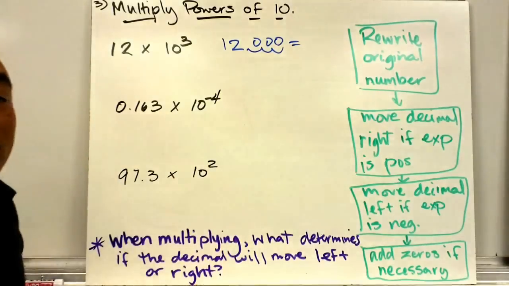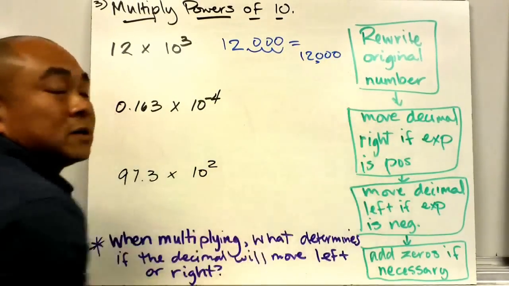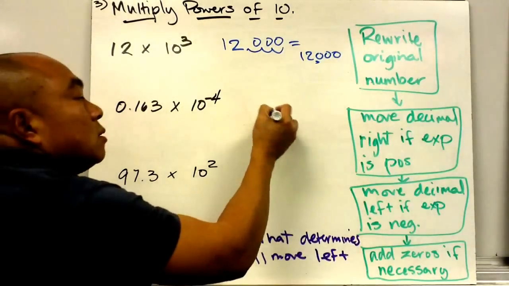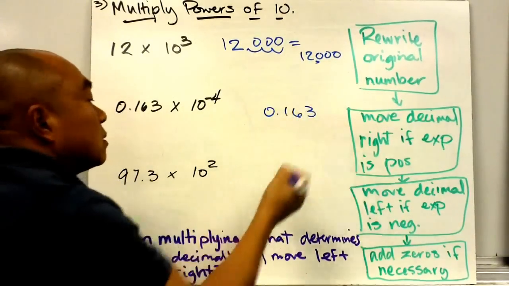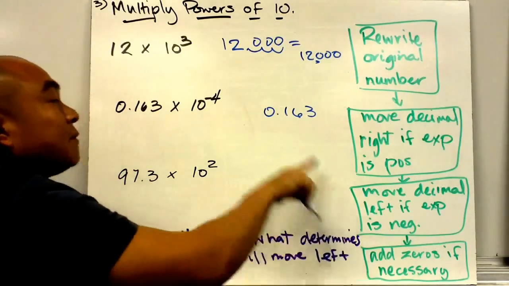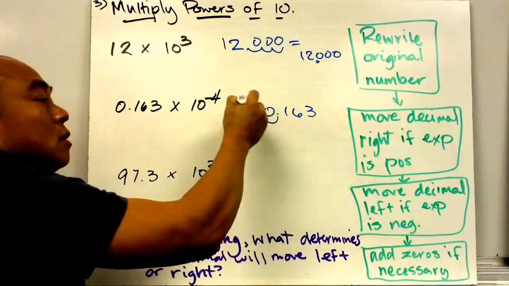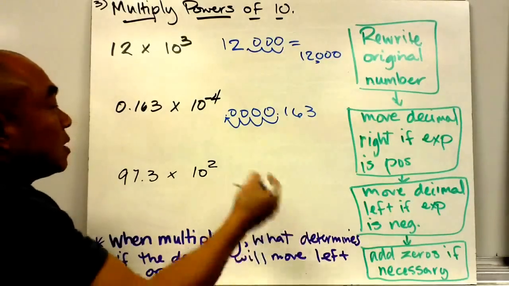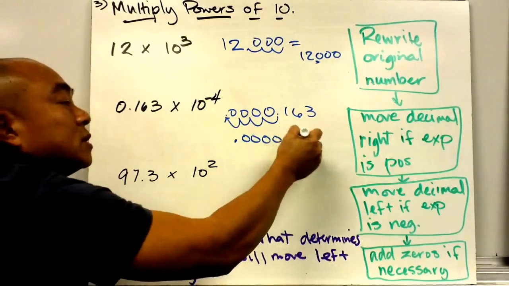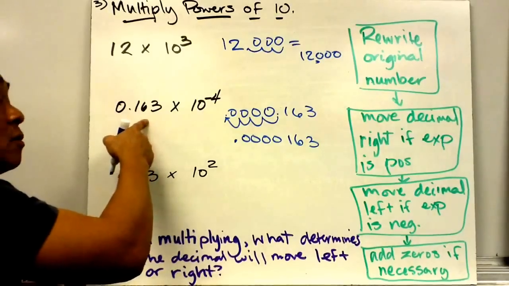And then finally, we're going to rewrite. This answer is now 12,000. Alright, so here we have our number again. So I'm going to write 0.163. And notice that it's a negative exponent, so I'm going to move the decimal left that many times. 1, 2, 3, 4. Place some zeros in here. That's my decimal placement. So my answer is going to be 0.0000163. That's my answer for this, because I have a much smaller number than this.